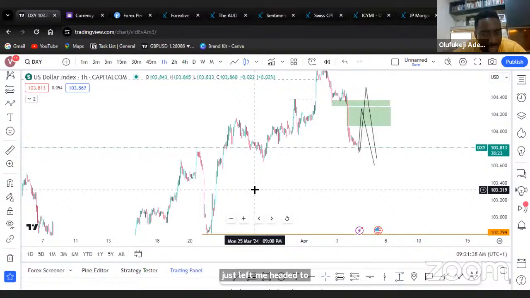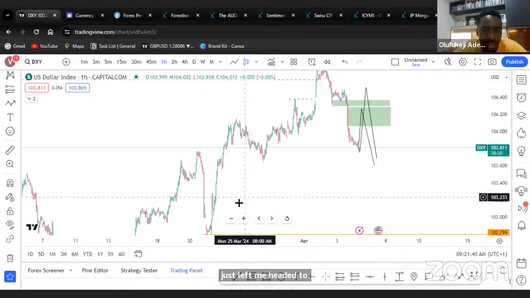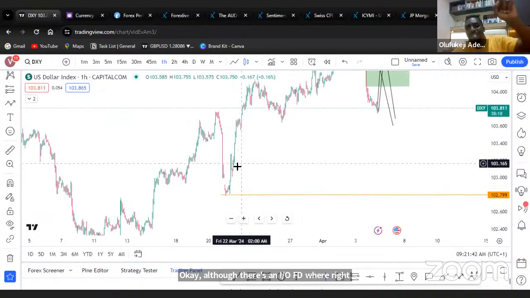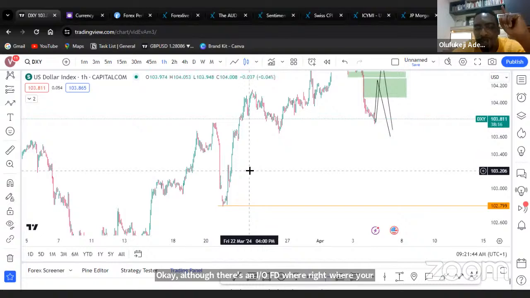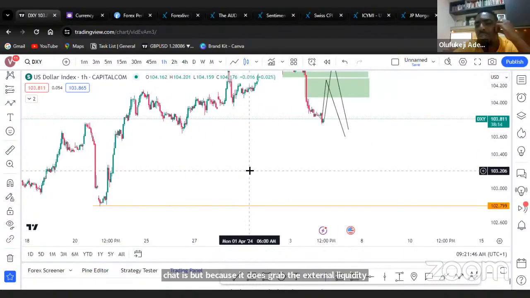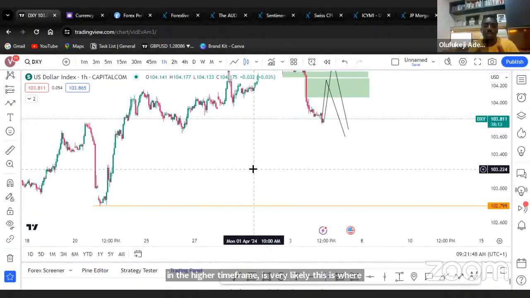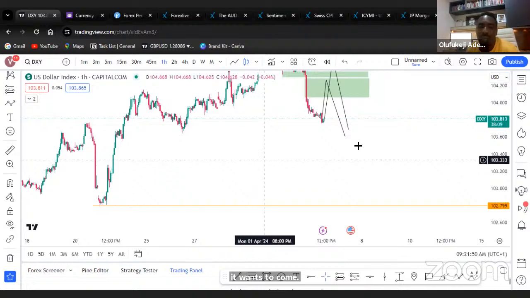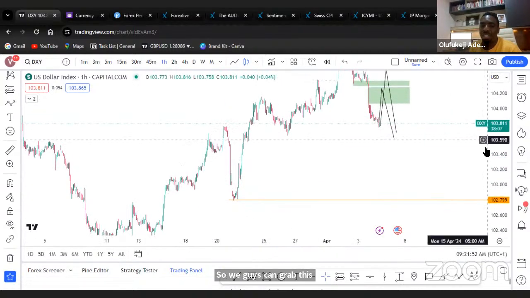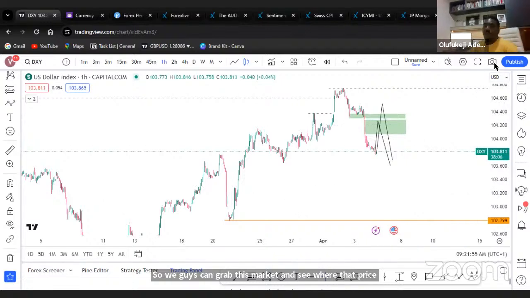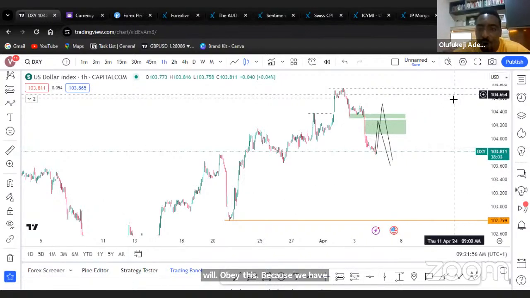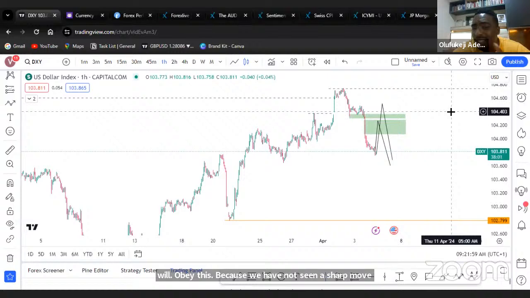Although there's an IOFED right where your chart is, because it has grabbed the external liquidity in the higher time frame fair value gap, it's very likely this is where it wants to come to. So we can screen grab this markup and see whether price will obey this, because we have not seen a sharp move on USD JPY.